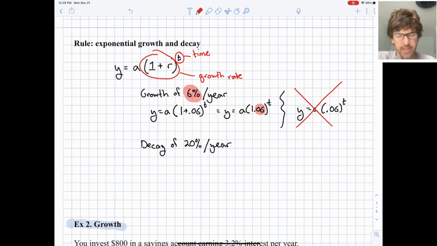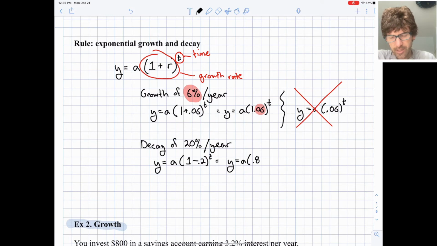Similarly, if we're looking at decay of 20% per year, that means we're losing 20% each year from its current value. And what that really means is we're multiplying its current value by 80% of what it is. Okay, so we're going to get y equals a times 1 minus 0.2 to the t, which is the same as y equals a times 0.8 to the t. Again, t would represent years and a would represent its starting value. Okay, or maybe its starting amount. It doesn't have to be value in dollars. Maybe we're talking about something that's radioactively decaying. Okay, and so the amount of a material that we have at its starting point.